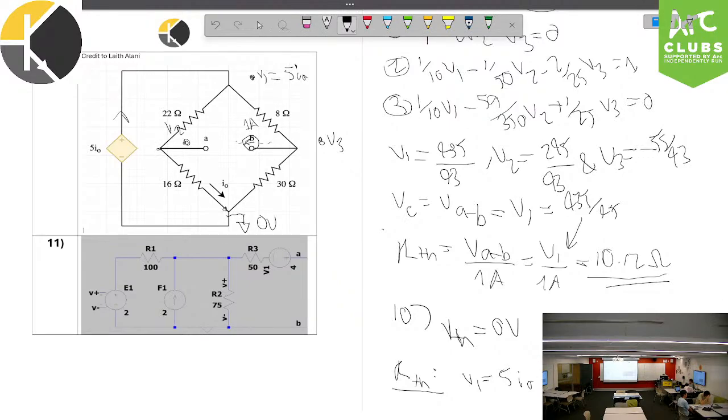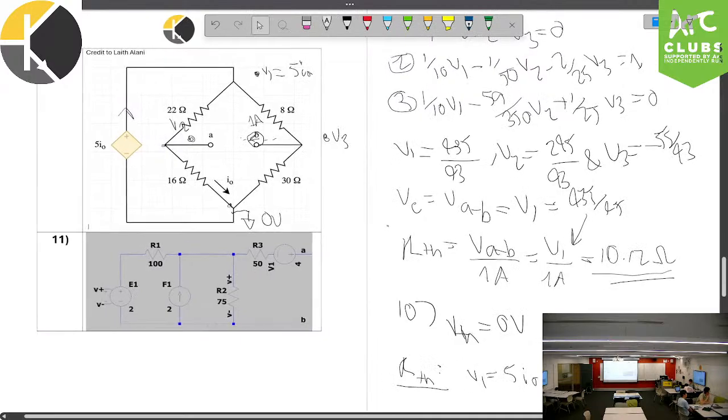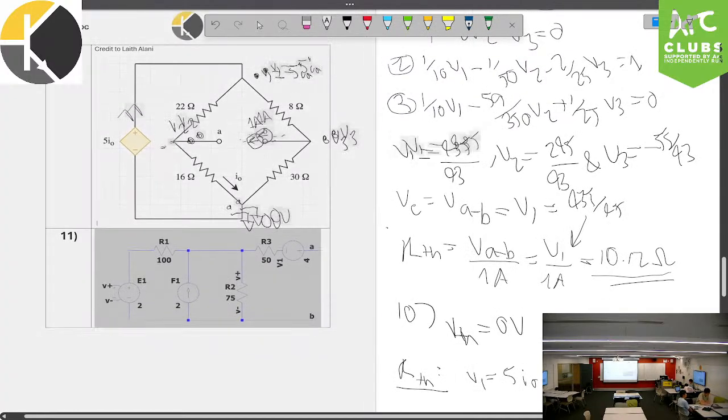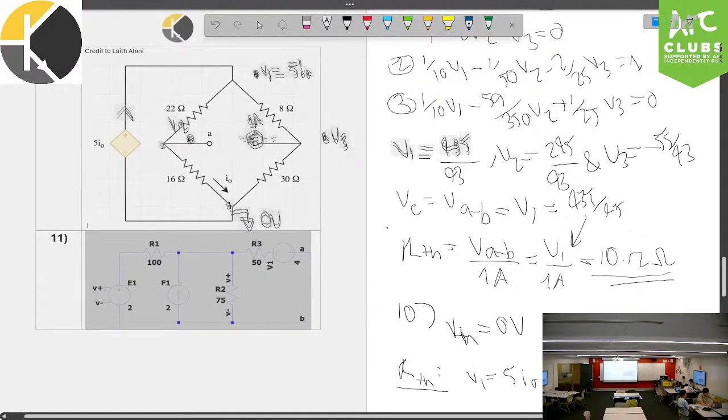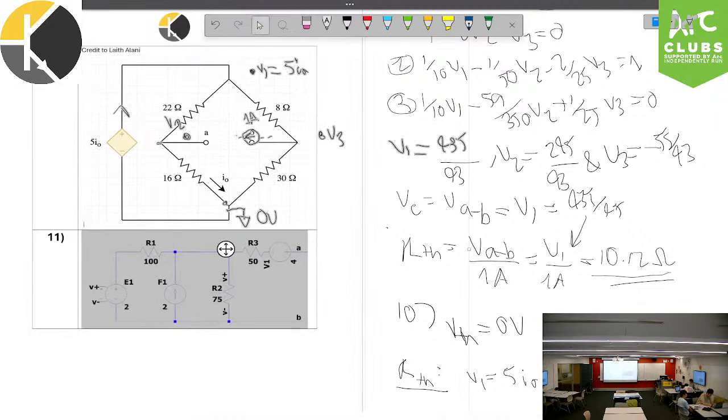Ooh, these annotations have been moved a bit. Oh well, that's frustrating. Let me just fix these up. So that's supposed to be V1. That's V2. And that's V3. And this is obviously a current source. That's 1 amp.